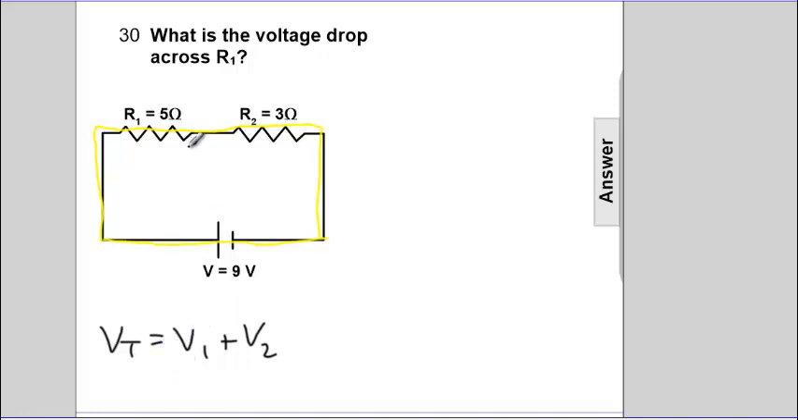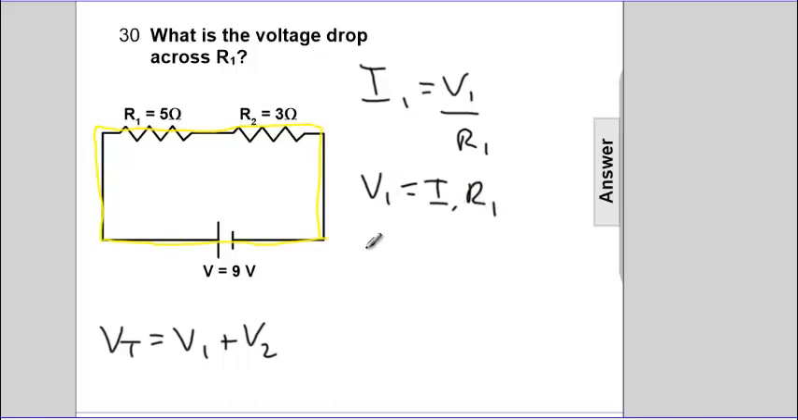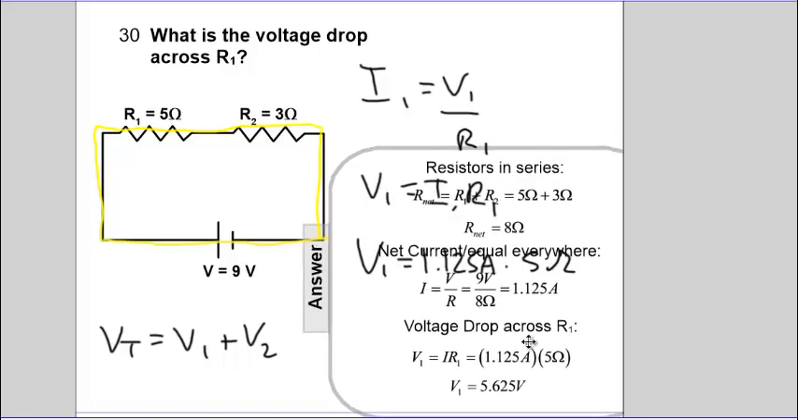Now to find the voltage for 1, we can use Ohm's law. We know that I1 is V1 over R1. When we manipulate, V1 equals I1 times R1. V1 is 1.125 amps times that resistance, which is going to be 5 ohms, and that total voltage will be the product of those two. We'll cheat, 5.625 volts.